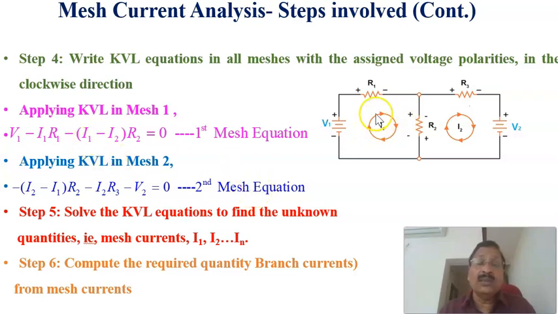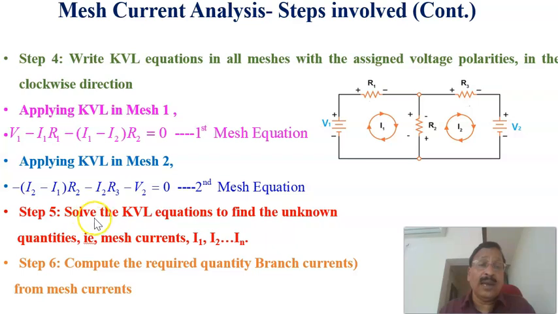Only two unknowns, the mesh current I1 and the mesh current I2. We can solve these two mesh equations and calculate what I1 and I2 are. Once we calculate the mesh currents I1 and I2, the branch currents can be calculated. For example, the current flowing through this branch is the same as I1, and the current flowing through this branch is the same as I2 in this direction, or equal to minus I2 in the other direction. Therefore, the current flowing in this direction is I1 minus I2. After calculating the mesh currents, we can calculate the branch currents.